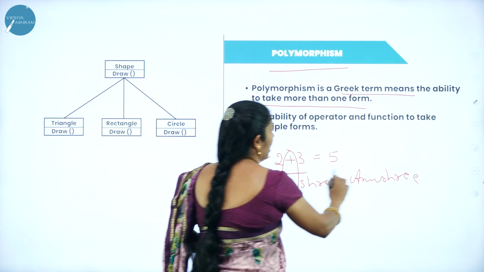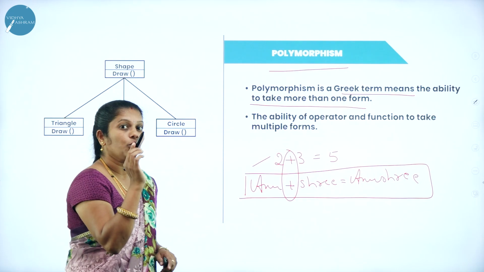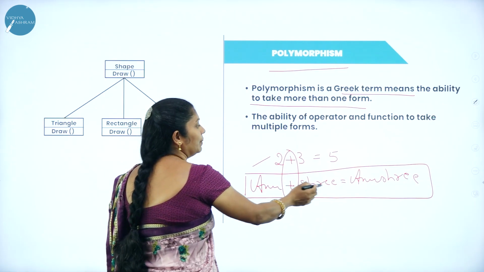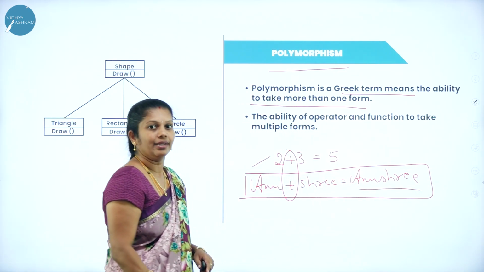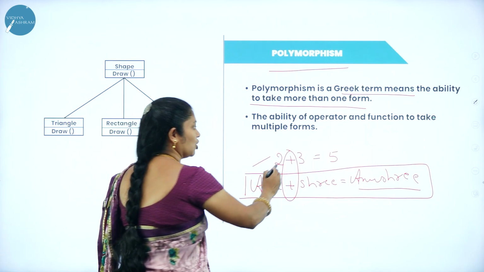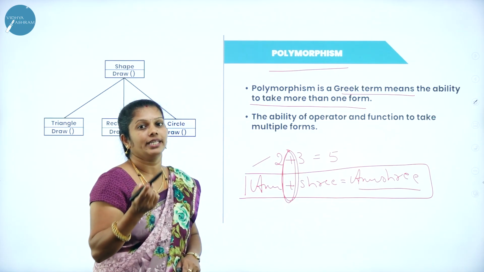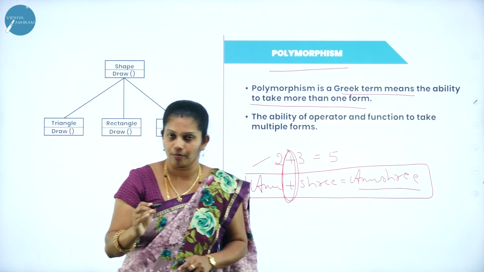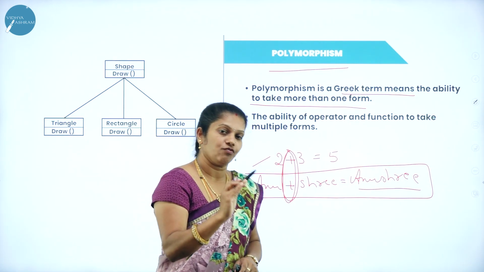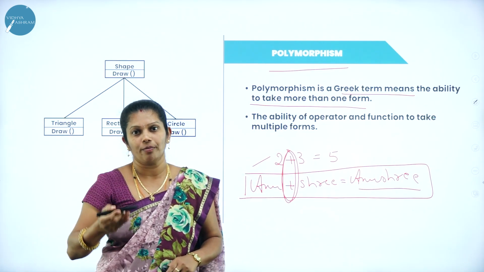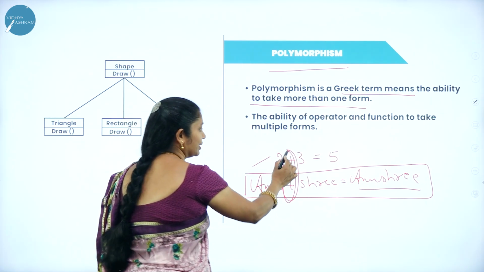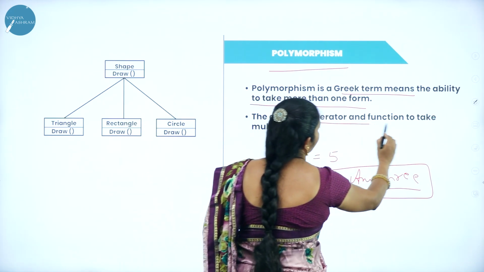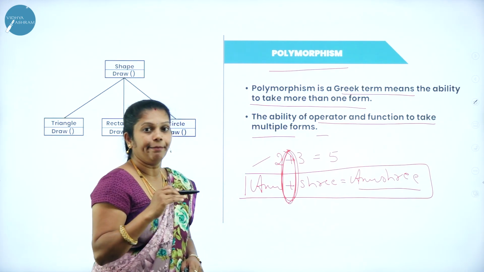Whereas in the second case, Anu plus Shri, it is not adding, it is combining, concatenating the given strings. Only one single word I am going to get, that is AnuShri. It's the ability of this operator to behave in more than one form, depending upon the data type of the variables, whether it's a number format or character format or integer format or string format. Depending upon that, that particular operator will behave according to the situation. That is the ability of an operator and a function to take multiple forms.